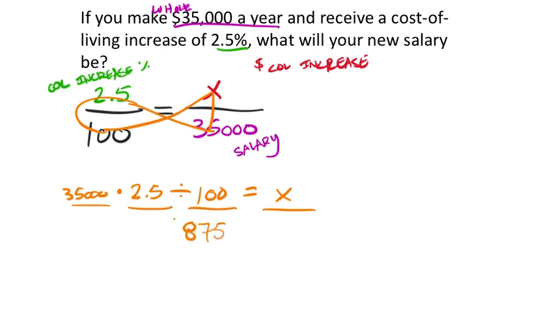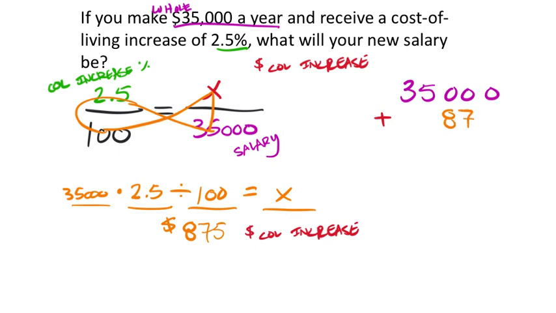But again, the danger here is to say that the answer is $875, which, on an exam, depending on how much this question's worth, you can get some partial credit for that. But once again, this is only representing the dollar amount cost of living increase. So what we need to do is go back to the original salary of $35,000, and it's going to increase. So we're going to add that value of $875. And this will tell us the amount of the new salary. That's what we're looking for, the new salary.